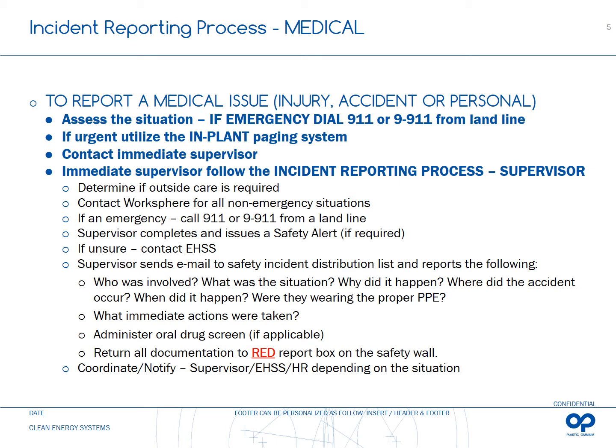If unsure, contact EHSS. The supervisor will send an email to Safety Incident Distribution List and report the following: who was involved? What was the situation? Why did it happen? Where did the accident occur? When did it happen? Were they wearing the proper PPE? And what immediate actions were taken? If applicable, administer an oral drug screen. Return all documentation to the red report box on the safety wall. Notify the supervisor, EHSS, or HR, depending on the situation.